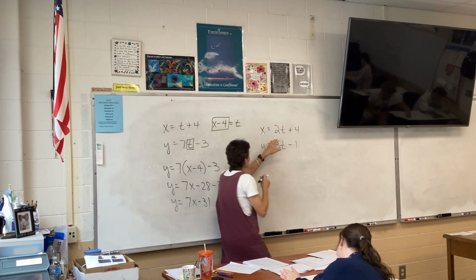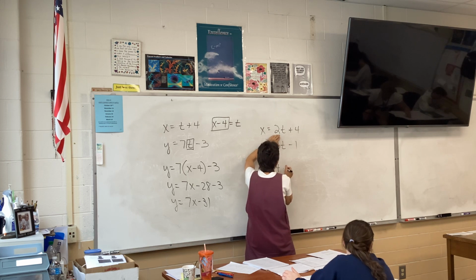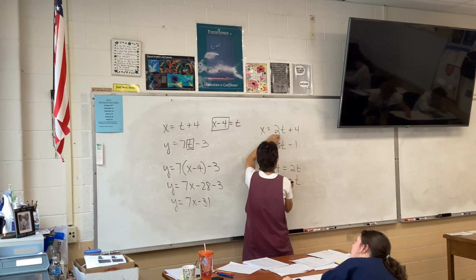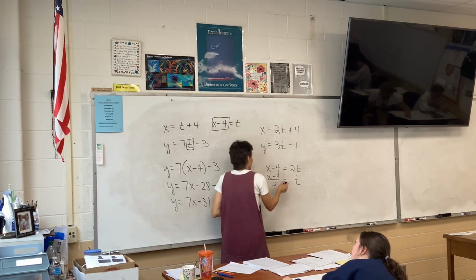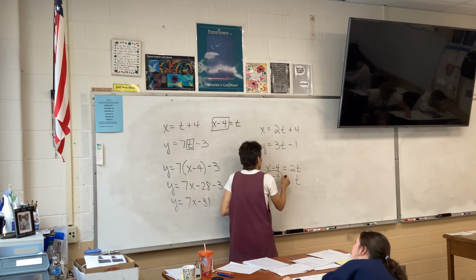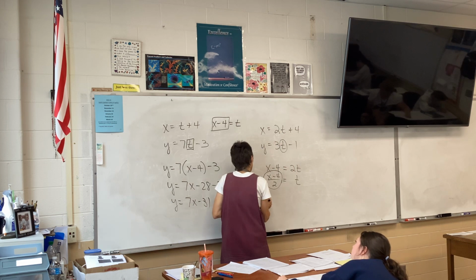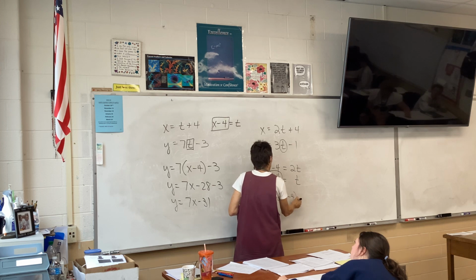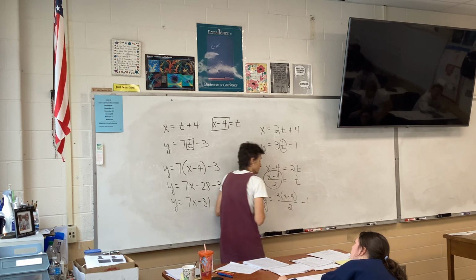Top one? Alright. So if I get that by itself, it's going to be x minus 4 equals 2t. So t equals (x minus 4) over 2. Is that okay? Now, that is what has to go here. So y equals 3 times (x minus 4) over 2 minus 1.